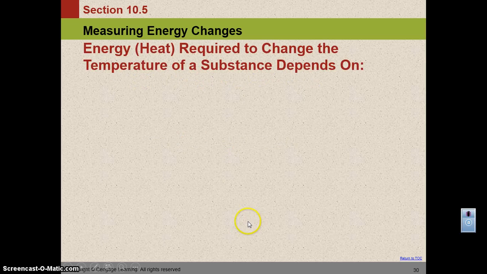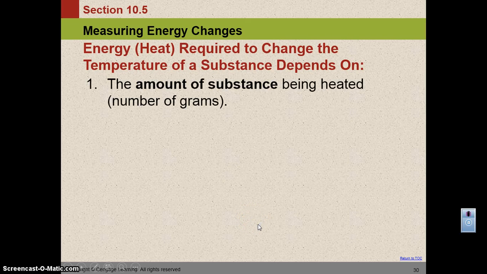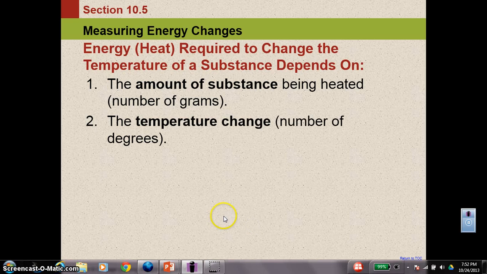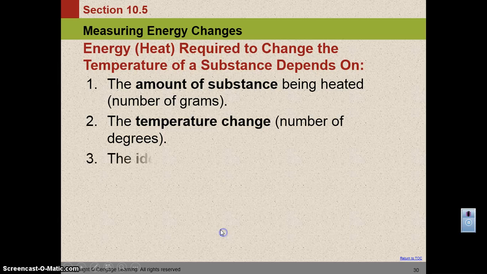All right. The energy required to change the temperature of a substance depends on the amount of substance being heated, which should make sense to you because I know that you have experience cooking things, even if it's on a small scale, even if it's in the microwave. But the bigger the substances you're cooking, the more energy that's required to cook it. The next factor is the temperature change that we look at. A bigger temperature change is going to give us more energy or heat. And the identity of the substance, because not all things heat up at the same rate.